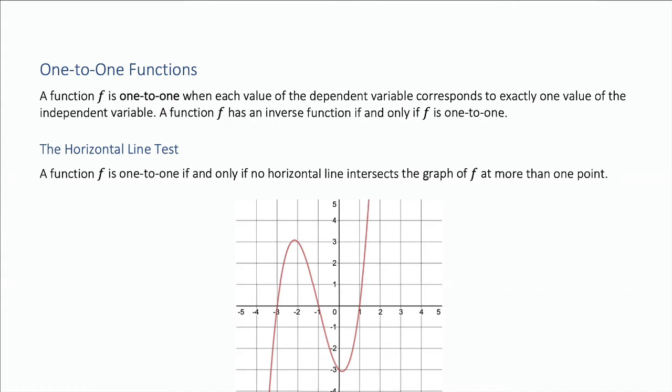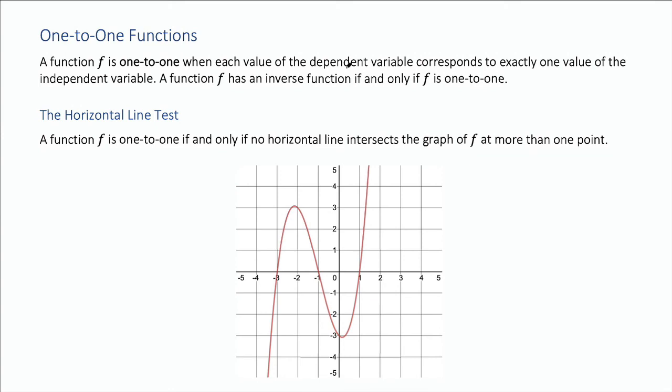So let's now talk about some more details about knowing if a function has an inverse, because not every function has an inverse. As we just saw, if we try to reflect x squared, we get something that doesn't pass the vertical line test. So we need to talk about a definition first. A function is said to be one-to-one when each value of the dependent variable, that's the y, corresponds to exactly one value of the independent variable, x. This means we can't get the same output with different inputs. So it's kind of the backwards of the definition of a function.